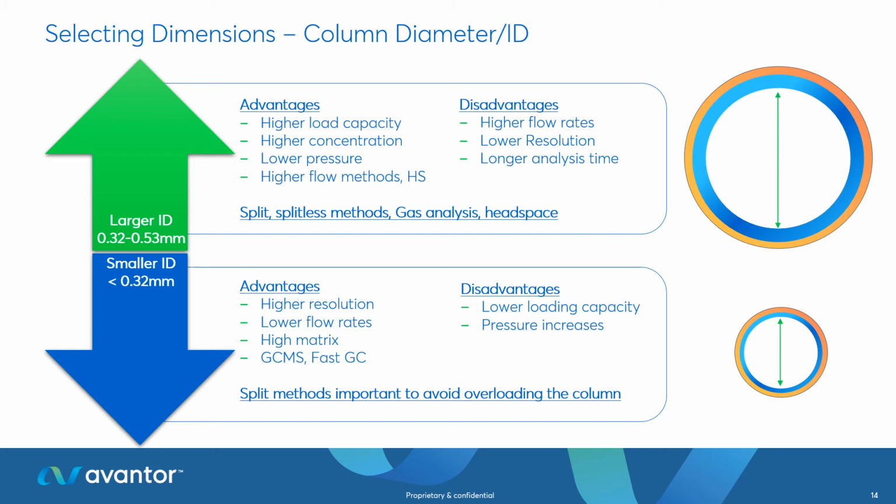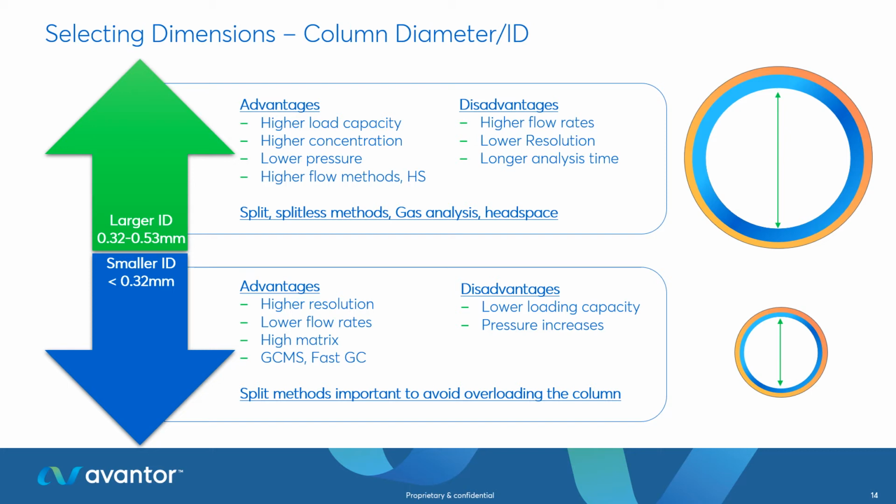The larger ID columns will typically be used with splitless methods, gas analysis or headspace analysis. If we're looking at smaller columns, less than 320 microns, so 250 micron or 100 micron columns, then these columns will give us higher resolution. We use less gas, which is great, and we also start to see that these can be applicable for techniques such as fast GC. However, the disadvantages are that the reduced surface area of the tubing means that we've got less loading capacity, and also the reduced ID means that we've got an increased pressure.